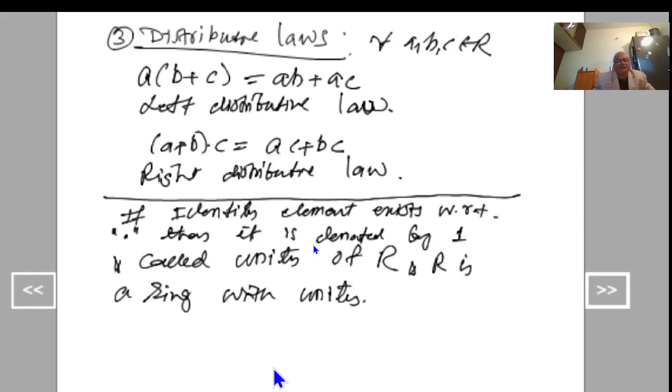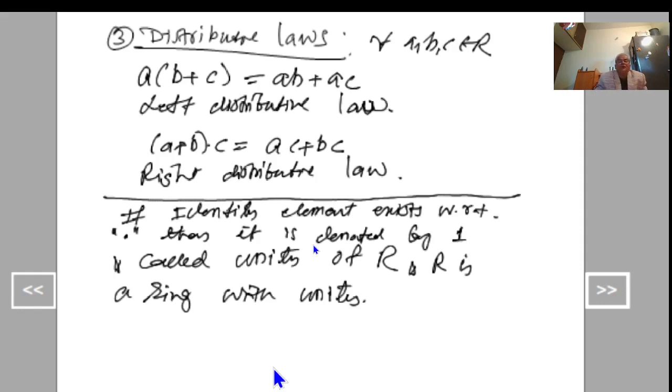In addition to all these three axioms, if identity also exists in R, then we say that it is a ring with unity. That identity with respect to multiplication, we denote by 1, and we call this the unity of the ring R. Okay, this is a special type of ring. And here in the definition, the commutative law with respect to multiplication need not hold, so it is not included in the definition.